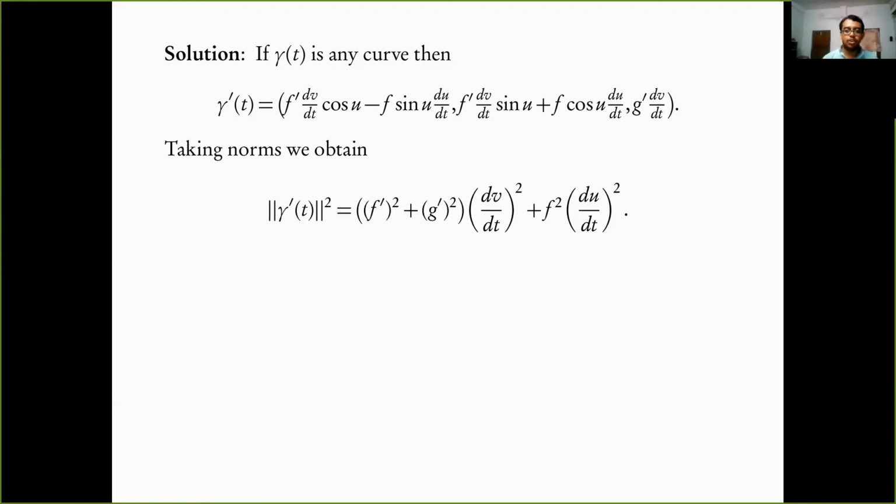Okay, so if you take the norms, this is what you obtain. So the question really boils down to what I said at the very beginning, that you have to show that this is a constant. So how do you show a function is a constant? Well, one way of showing it is by differentiating this.